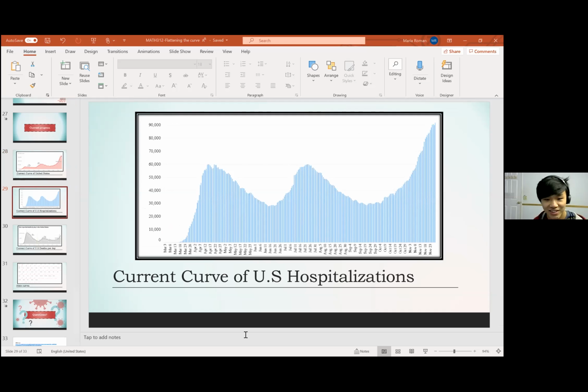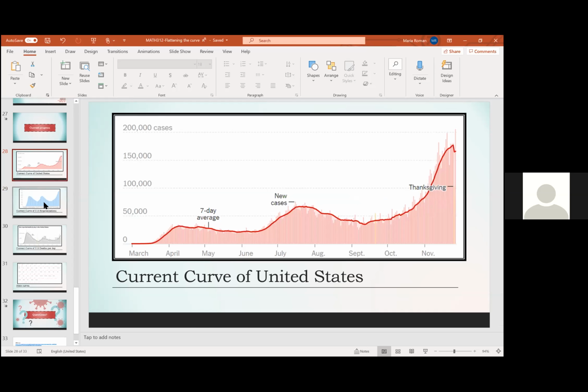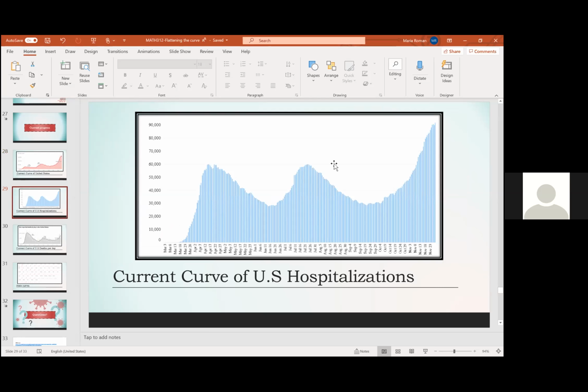And here, if you toggle back from this to the previous, you see that the second bump is higher in this curve. So it might look like things are getting worse and worse, and then Thanksgiving it's getting even worse. But if you go to the hospitalization, you see the Thanksgiving is still worse, but the other two are comparable.